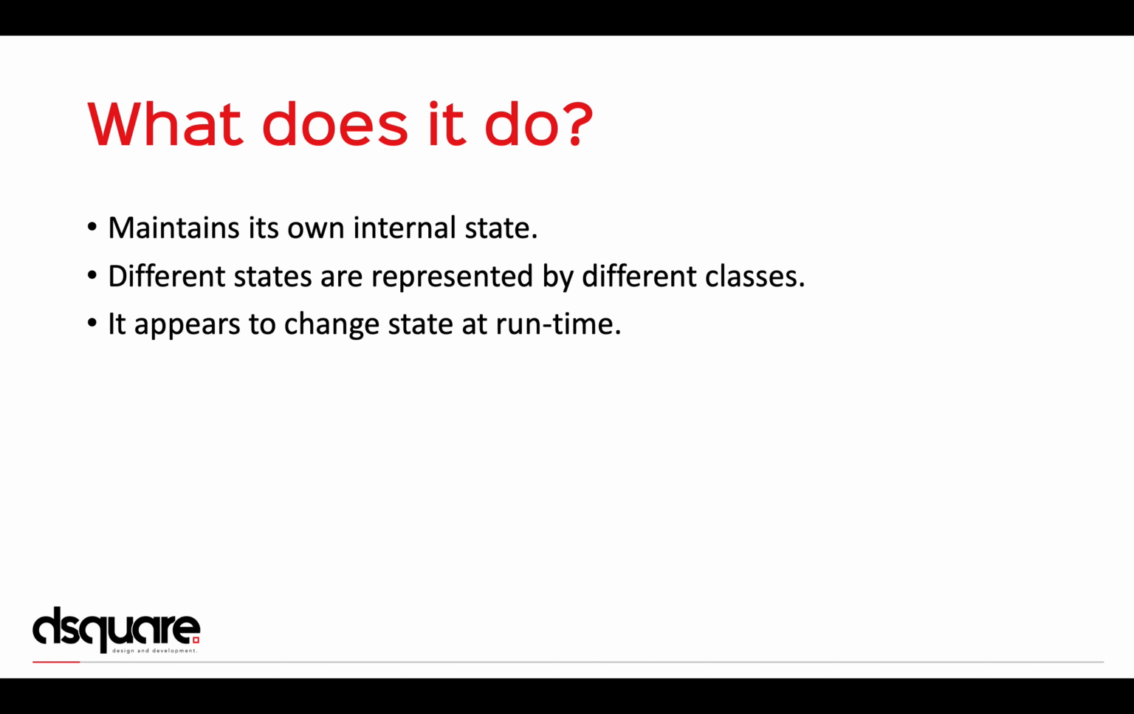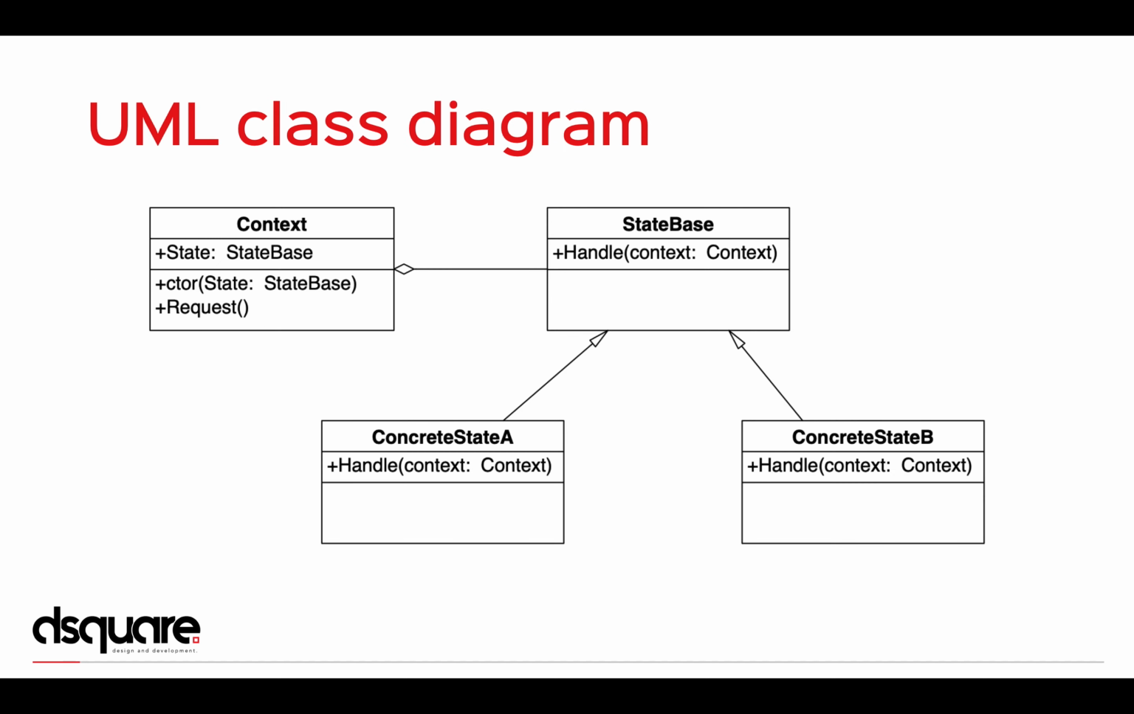Similar to the strategy pattern, the various states that the object can have are all represented by different classes. So let's take a look at the UML class diagram for the state design pattern. The first object type that we'll take a look at is called state base. Now the state base serves as the base for all of the various kinds of states which an entity might find itself in.